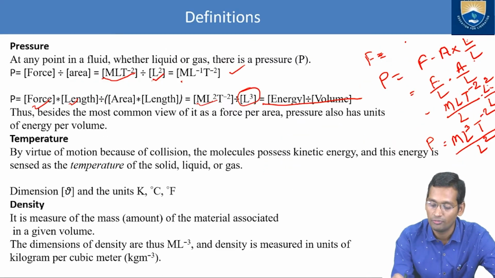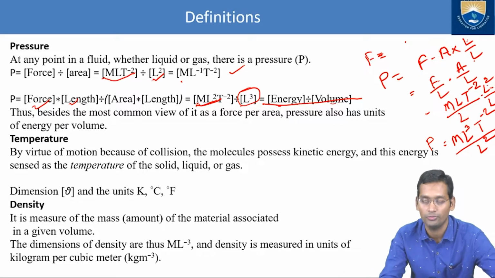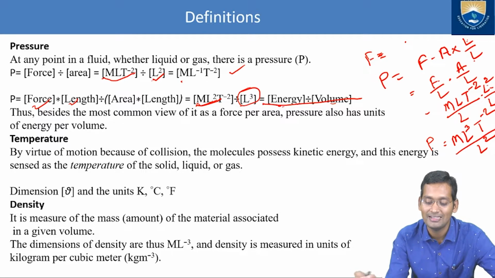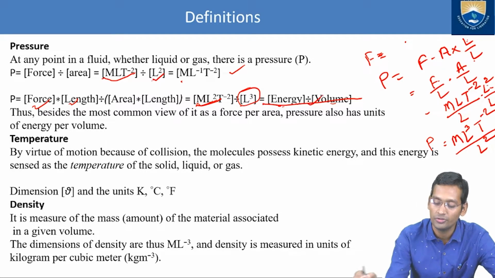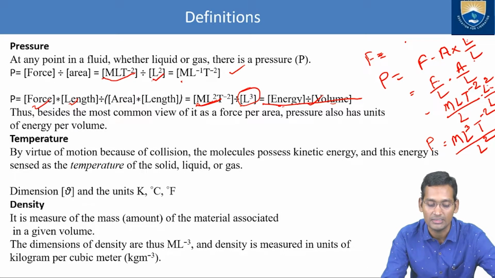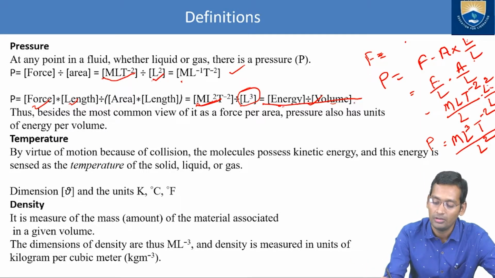So for this, what we can write? This as energy and this is volume, right? So now energy divided by volume is called energy per unit volume or energy density. So in terms of energy density also we can define the pressure.